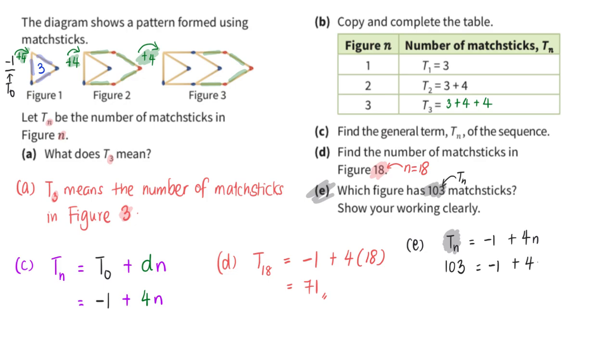My job now, or our job now, is to solve for n. So I'm going to add 1 on both sides, so that I will have 104 equals 4n. Do take note, this will be equal to 0. 1 minus 1 is 0. And after which I'm going to divide by 4 on both sides. And therefore, final answer, I will get 26. So which figure has 103 matchsticks? Figure 26.